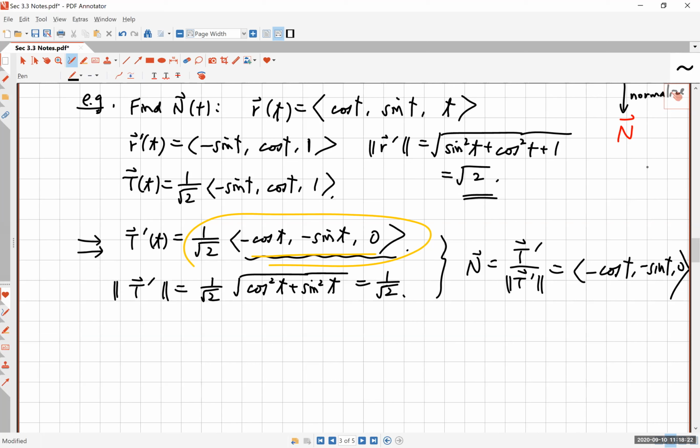And this is the principal unit normal vector. Of course, you can plug in t for any specific value, and you can calculate the unit normal vector at that particular point.